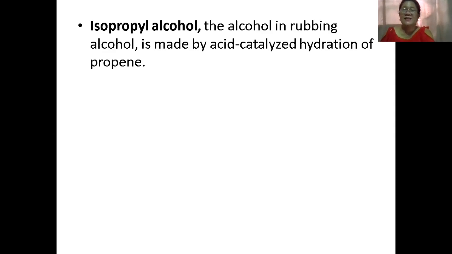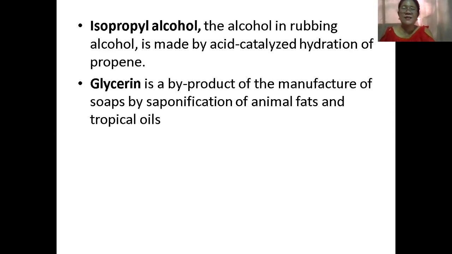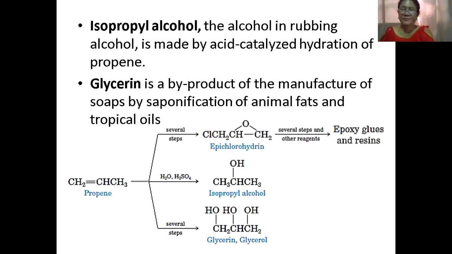Okay? So, isopropyl is the rubbing alcohol. It is from the hydration of propene. See, it is an alkene. And glycerin is a byproduct in the manufacture of soap. Without glycerin, what will happen? We will not be able to make soap, nor shampoo. Okay, like that with the glycerin.